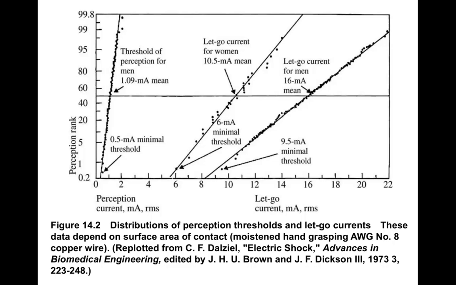But as a general rule, you can see the threshold of perception is typically about a milliamp, and the let go current ranges somewhere between 6 and 16, depending on gender and other things.